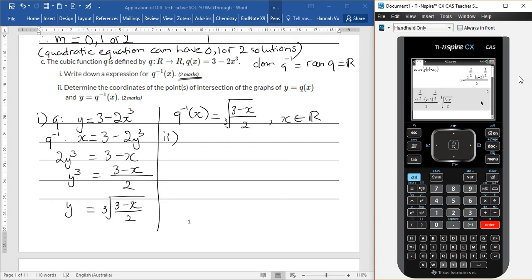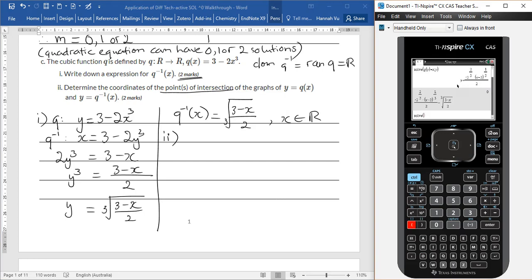All right, part 2, determine the coordinates of the point of intersection of the graph of y equals q of x and y equals q inverse of x. All right, the point of intersection between these two. Now, obviously, because you have the CAS calculator, I think you can solve. So in CAS you can solve q of x equals q inverse, and that should work.